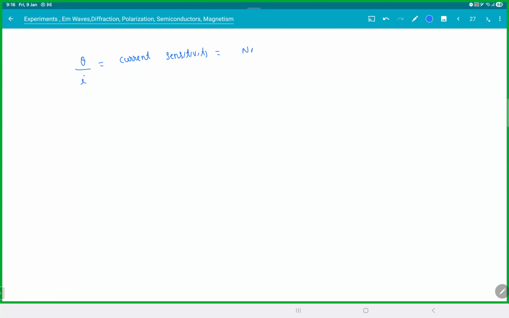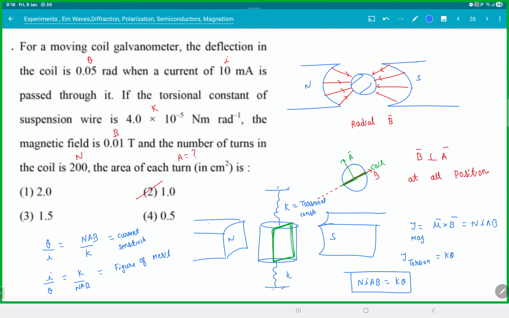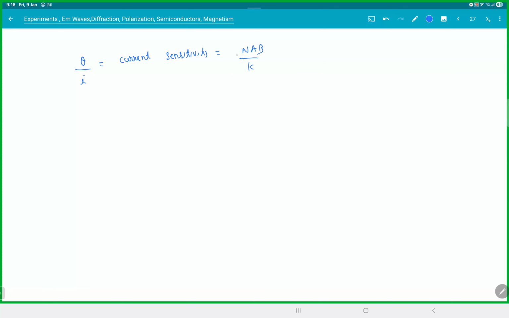And you can clearly see this is NAB by K. Even I don't remember the formula. I'll derive this every time actually. And if you see, if you increase the number of turns, the sensitivity increases. N increases, sensitivity increases. What is sensitivity? Higher the sensitivity, you can measure smaller and smaller currents.